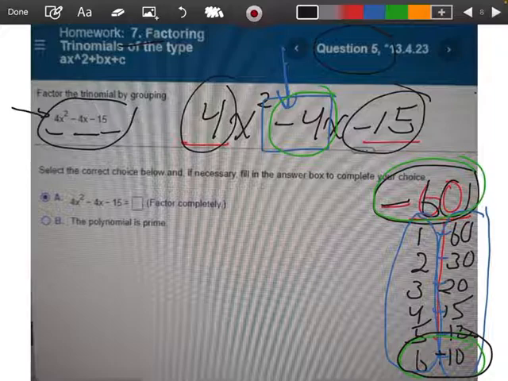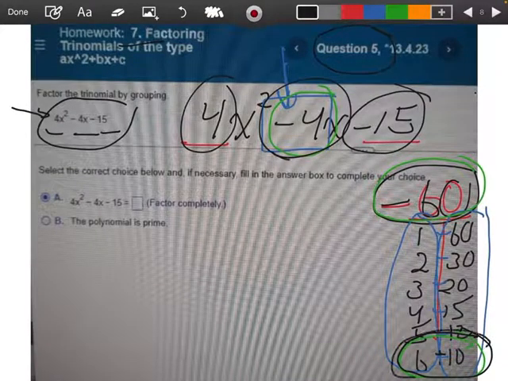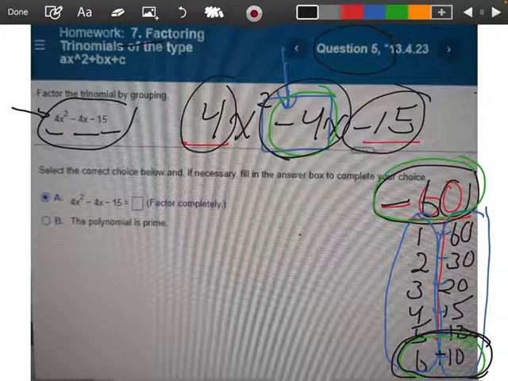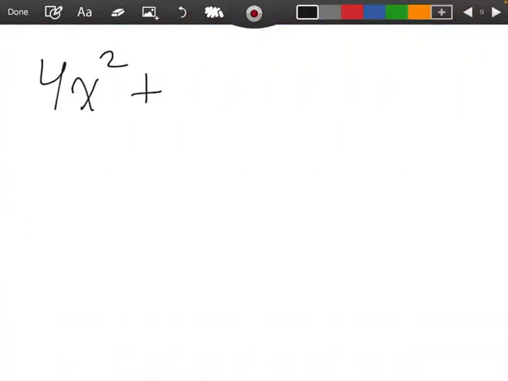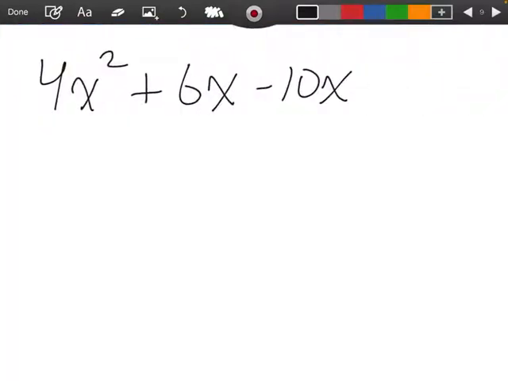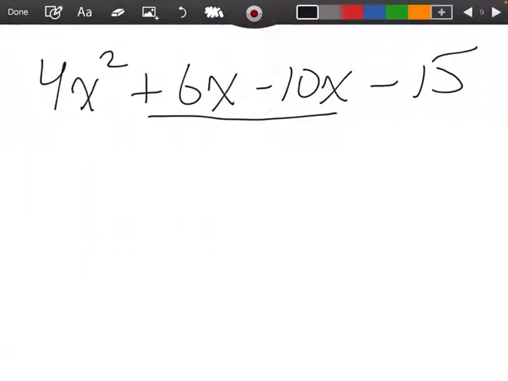So this is what I'm going to do. I'm going to do it on the next slide because I have more room. I'm going to rewrite the problem: 4x squared, okay? Now, instead of writing a negative 4x, I'm going to write negative 4 using those two numbers right there. I'm going to use a positive 6 and a negative 10. So I'm going to write this as a plus 6x, a minus 10x, and then my last number was a minus 15, okay? If I were to combine those together, we would end up with that negative 4. All I did is really rewrite it, okay?